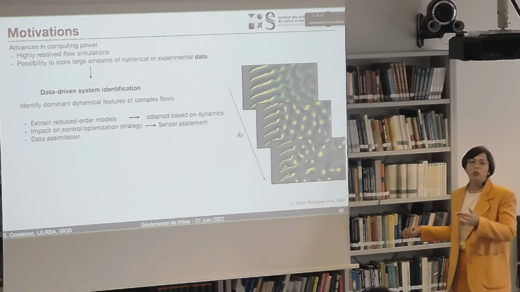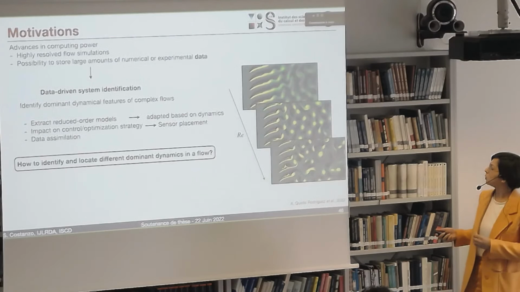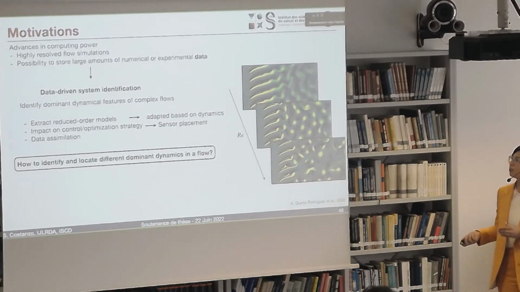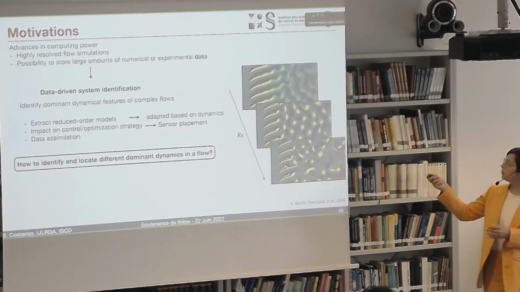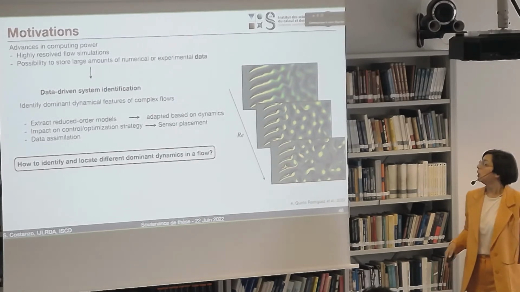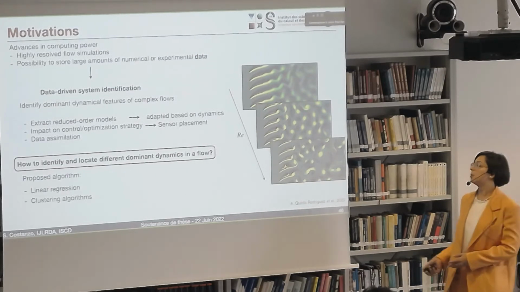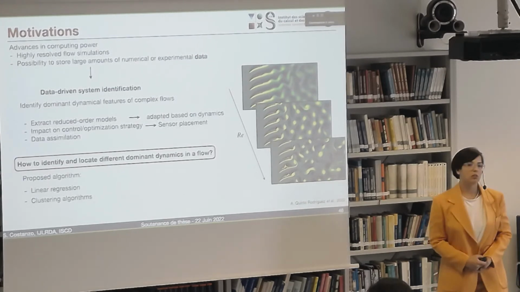So the main goal, what we want to do, is to identify and locate different dynamics in a flow. For example, from Alejandro's flow, we have the same geometry, but at different regimes the dynamics are pretty different. Okay? So we want to try to learn these dynamics, and we propose an algorithm which is based on linear regression and a clustering algorithm.